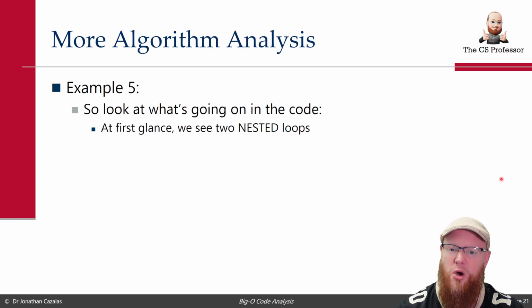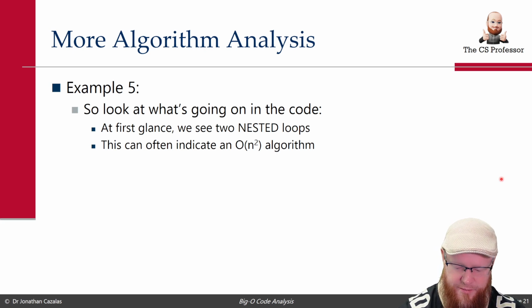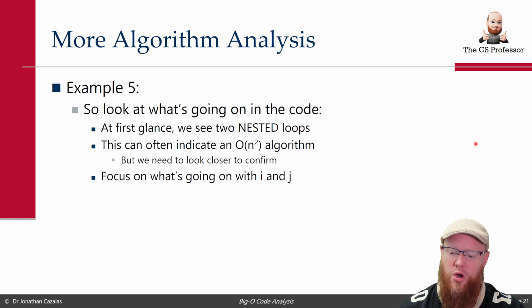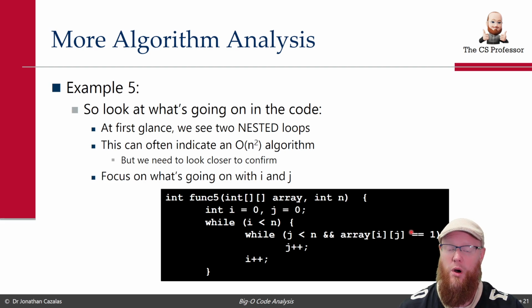So what's going on inside the code is, at first glance, we see those 2 nested loops, right? That would usually indicate an O of n squared algorithm. But we need to take a closer look at what's going on in the code and focus on what's happening with the values of i and the values of j. Well, the first thing is we see this thing right here, array of ij equal 1. That should be confusing at first.